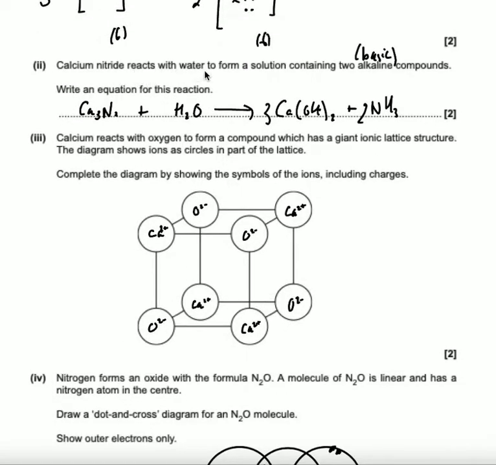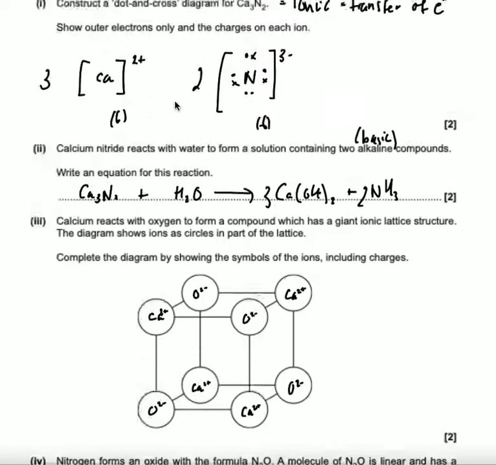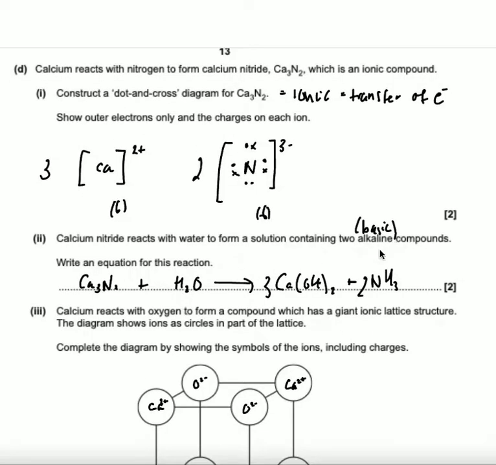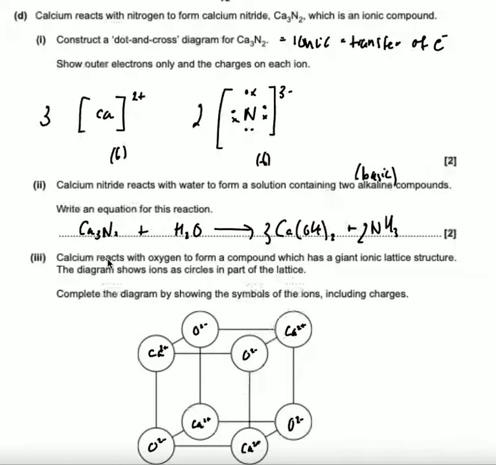Calcium nitride reacts with water to form a solution containing 2 alkaline compounds, or 2 basic compounds. Write an equation for this reaction. Okay, so it tells us calcium nitride, which they've given us here as Ca3N2, reacts with water, that's H2O, to form a solution with 2 alkaline compounds, right? So we have to take a look at these and split them up.